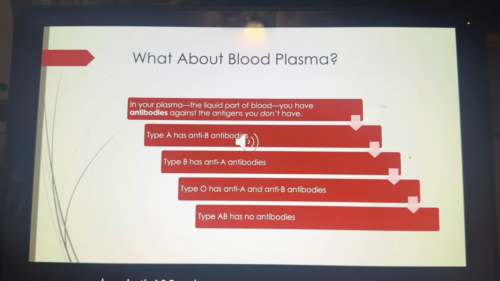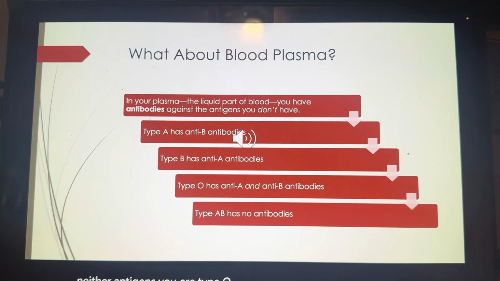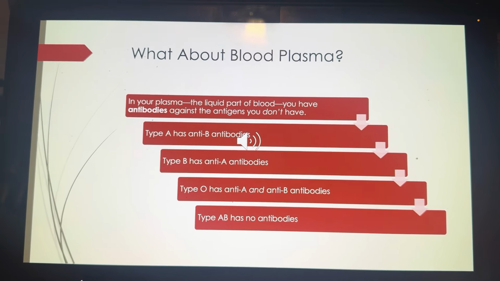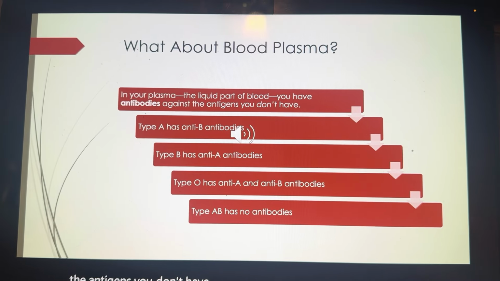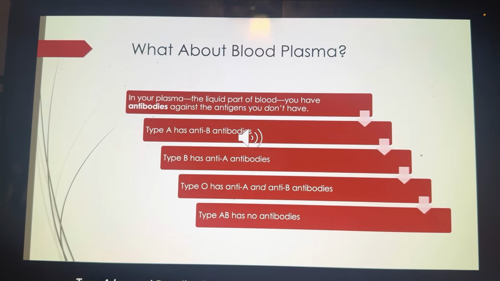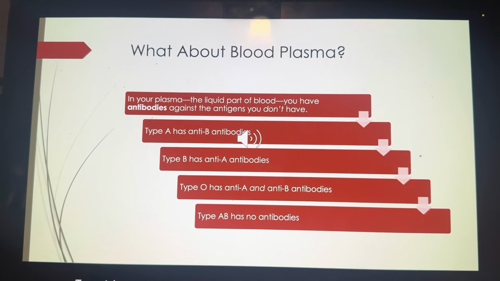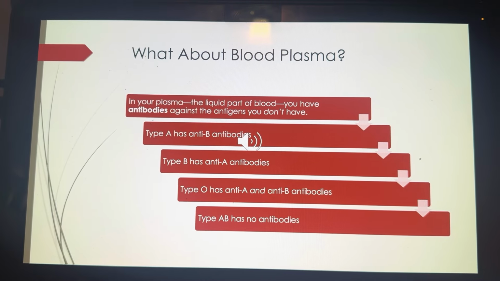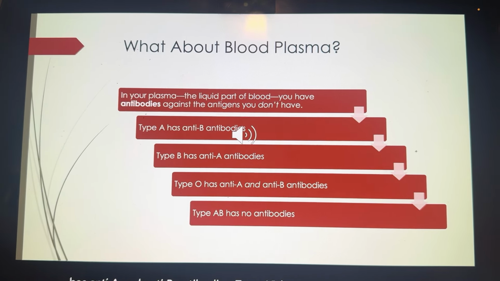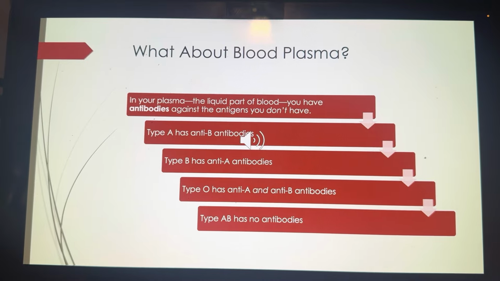In your plasma, the liquid part of blood, you have antibodies against the antigens you don't have. Type A has anti-B antibodies. Type B has anti-A antibodies. Type O has anti-A and anti-B antibodies. Type AB has no ABO antibodies. If incompatible blood enters your body, your antibodies attack those foreign antigens, causing a dangerous immune reaction called agglutination.